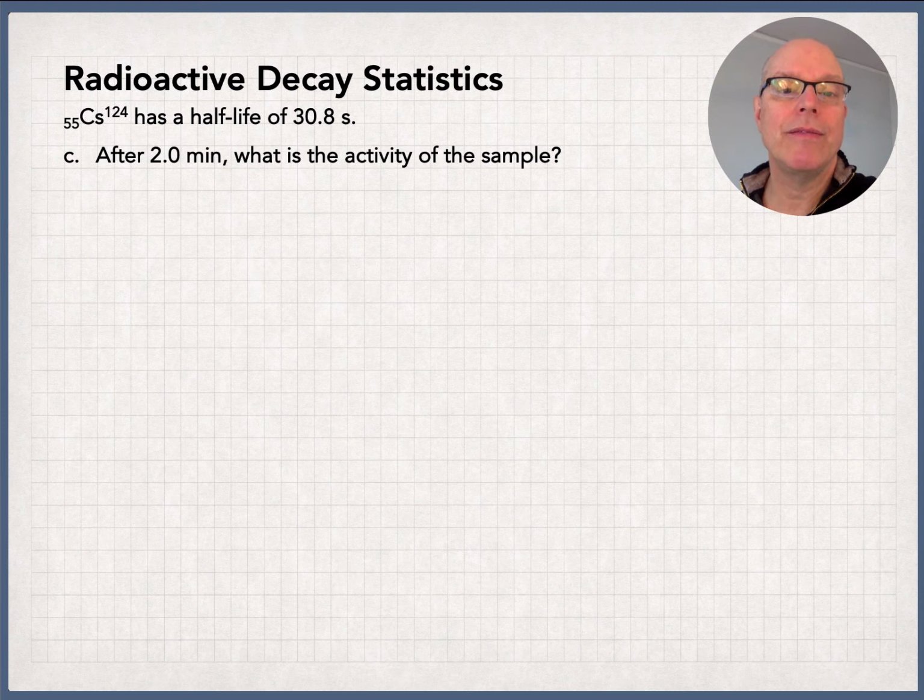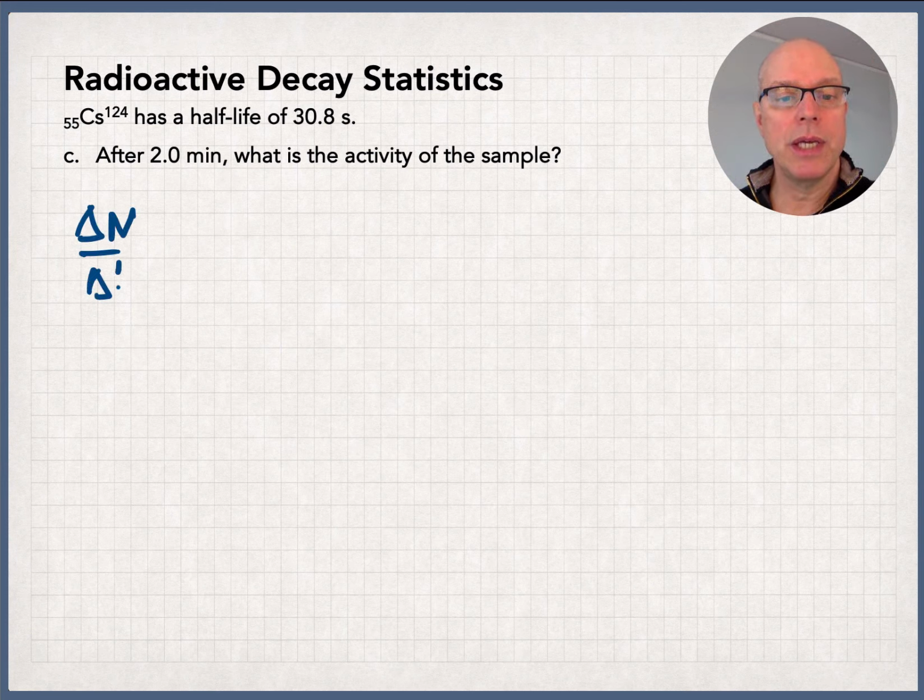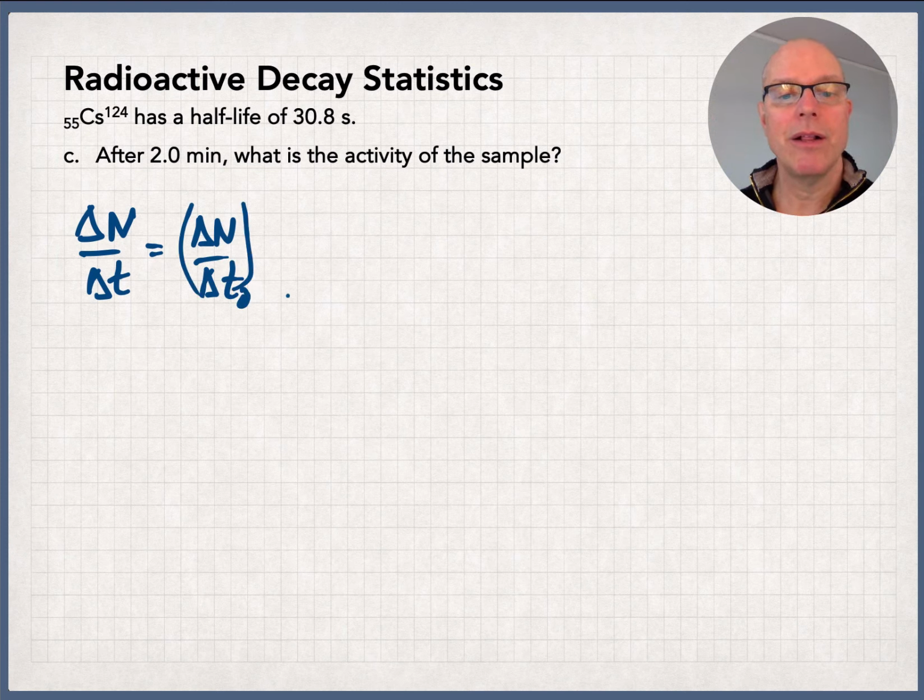So what's the activity of the sample after 2 minutes? Okay, that's the fourth formula, right? We're just going to use this one. Delta N over delta T is the activity of the sample right now. And that equals the activity of the sample when we started, so the 0 version of that, also times my decaying exponential function. So what I need to do really in this problem is just get this one, right?